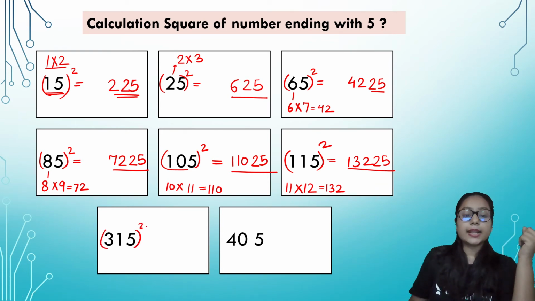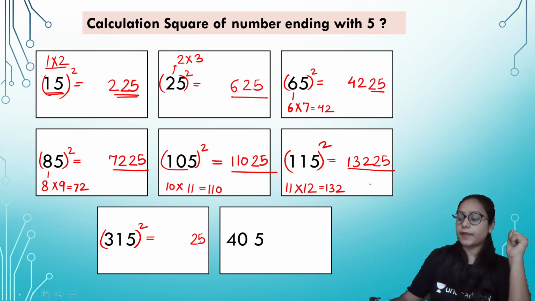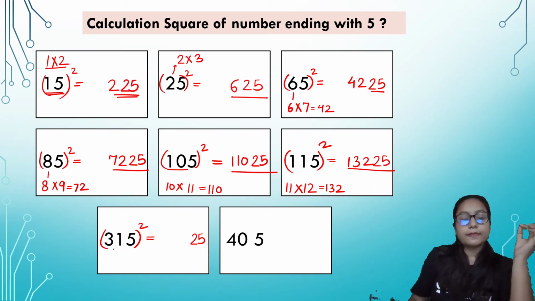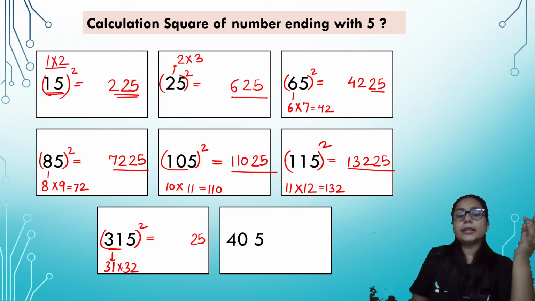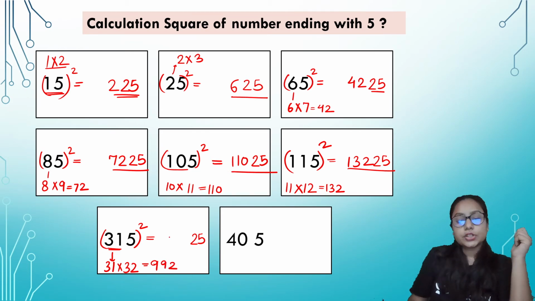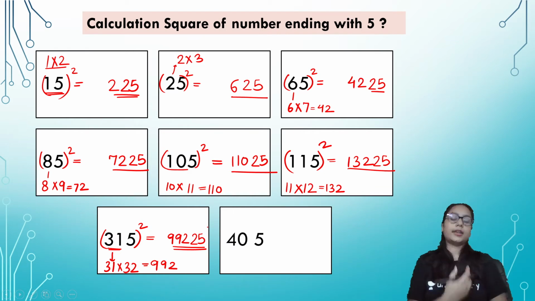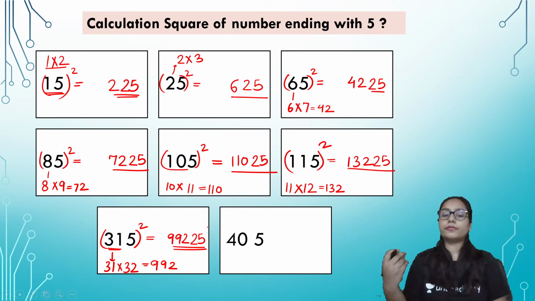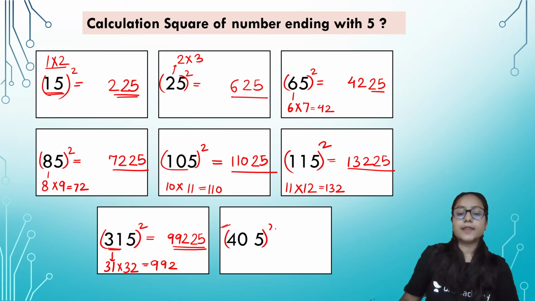Now 315 whole squared. What is this number equal to? Write 25 on the extreme right. The remaining number is 31. The number that comes after it is 32. Multiply 31 and 32, you get 992. So just write 992 here. This is the square of 315, 99225. Fine. Let us take the last number which we have, 405 squared.